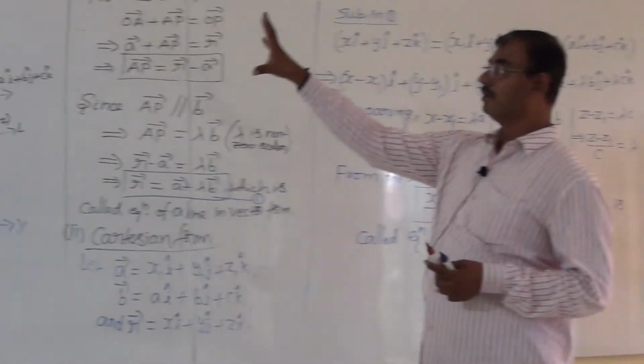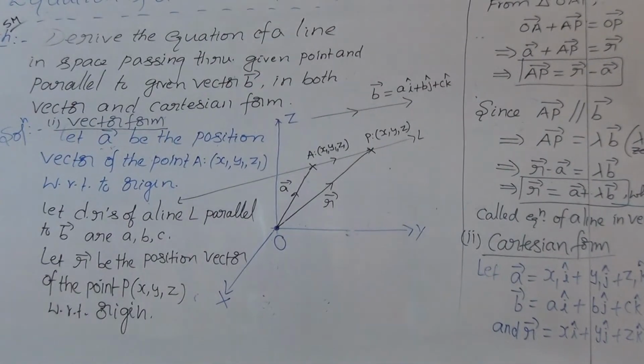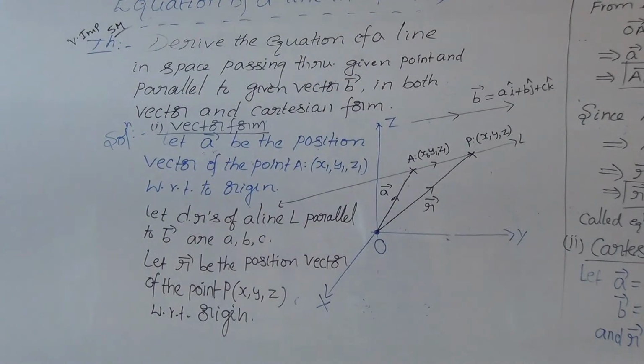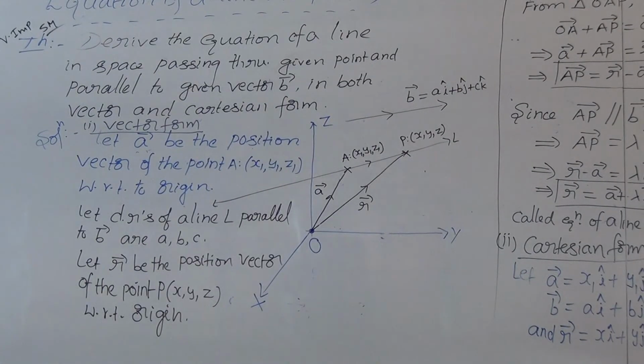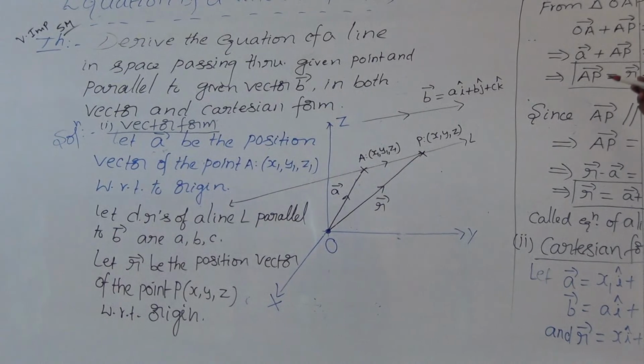Okay, once again I repeat this one. Remember all of you, from the question, whenever you draw the diagram, the answer will be very easy. So let us see vector form. How to define vector form?